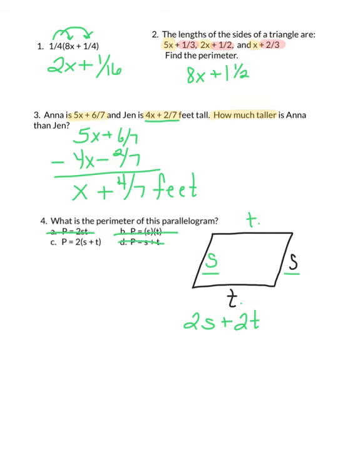To show you that it is C, we could use the distributive property to show that these match. 2 times S is 2S plus 2 times T is 2T, and they match.